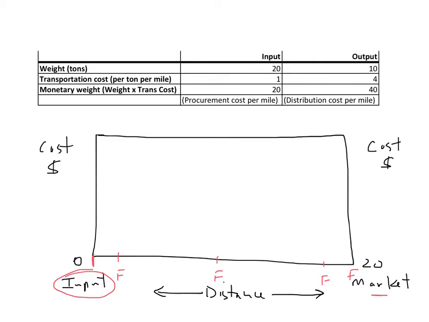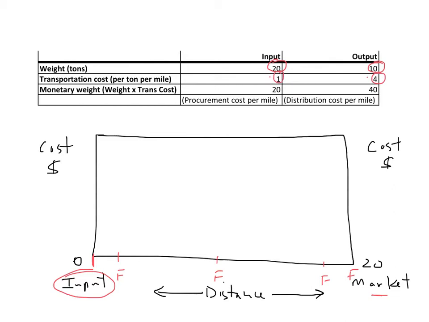The setup is that our input weighs 20 tons, our output weighs 10 tons. In a purely physical sense, this is a weight-losing process. However, when we add the transportation costs to the picture, we see that the input is cheaper to transport quite a bit than the output. That could happen, for example, if the output is more fragile, requires additional handling or packaging, and that could drive these costs higher than these.